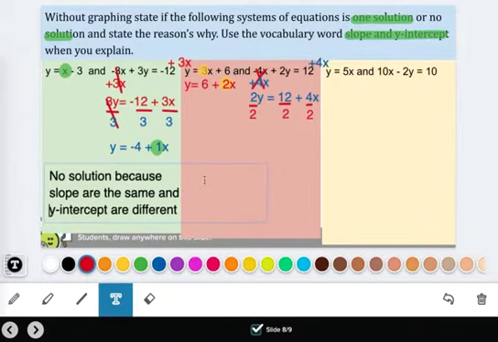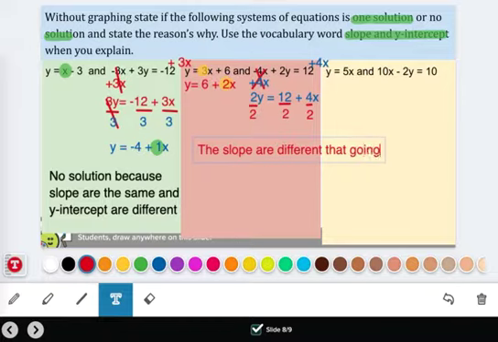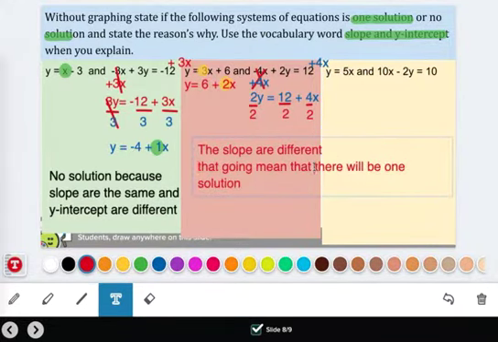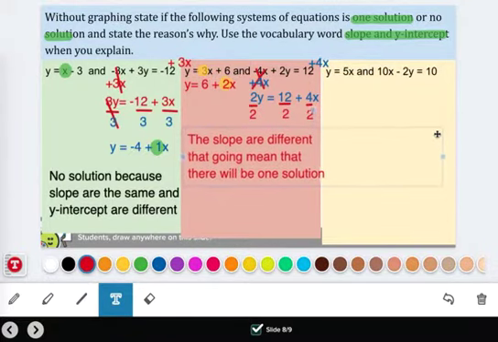In this one here, the slopes are different. That's going to mean that there will be one solution. That means they connect one time, right? We don't know where at. We can use substitution. You'll learn that later, using substitution.